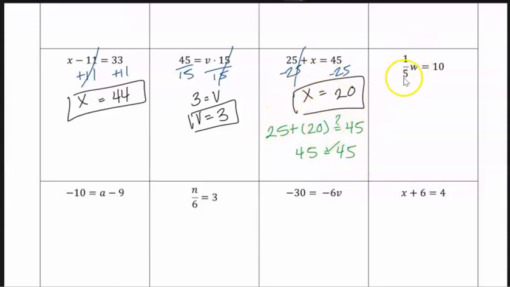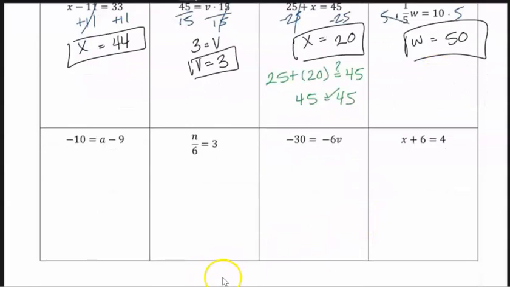Now here we have 1/5 w equals 10, which we can also read as 1 divided by 5, and the opposite of dividing by 5 is multiplying by 5. So we're left with 1w equals 50, which we know 1w is the exact same thing as just w. W equals 50.